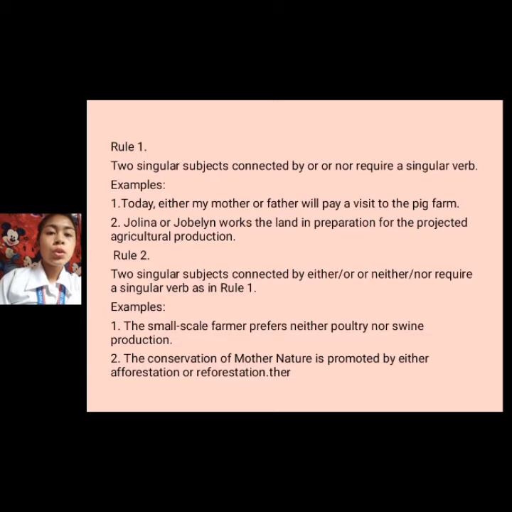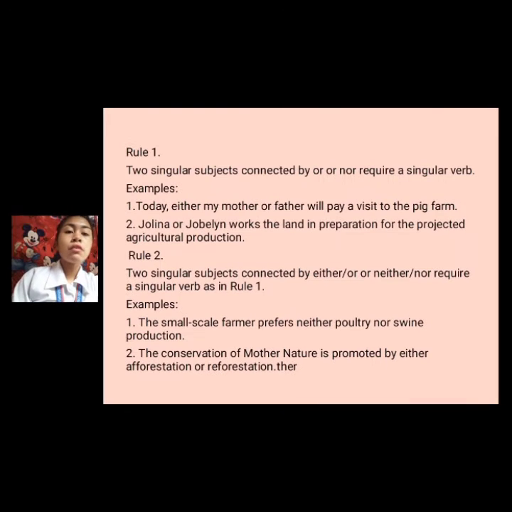Rule number 2. Two singular subjects connected by either/or or neither/nor require a singular verb, as in rule number 1. Examples. First example: the small-scale farmer prefers neither poultry nor swine production. Second example: the conservation of Mother Nature is promoted by either afforestation or reforestation.